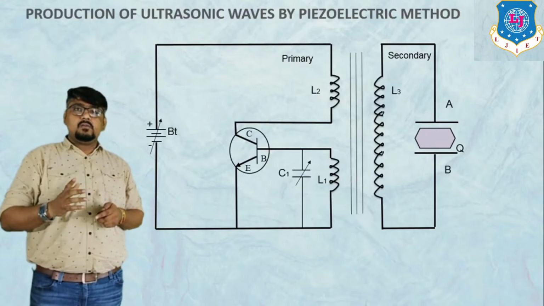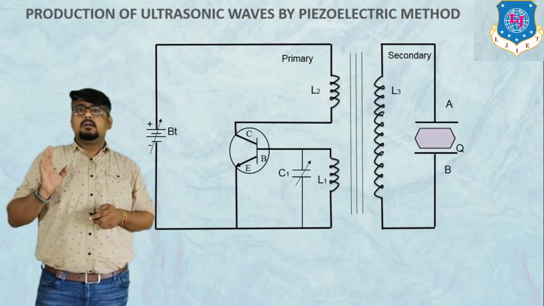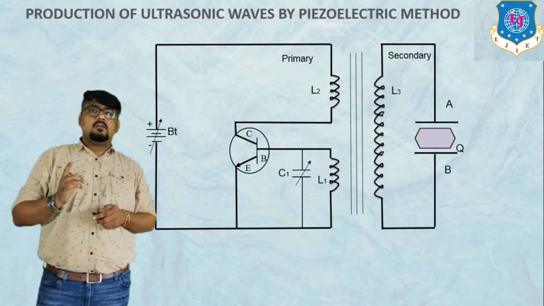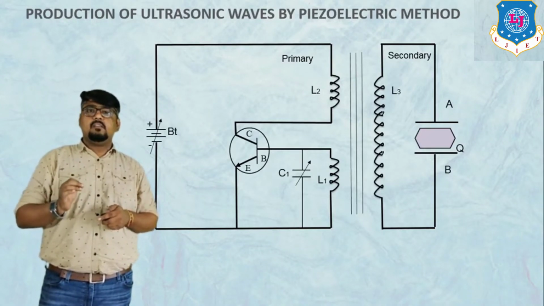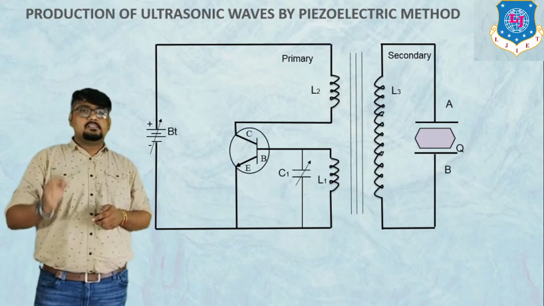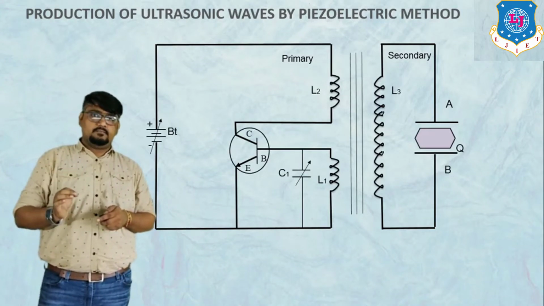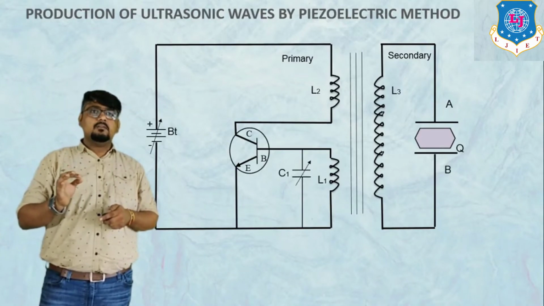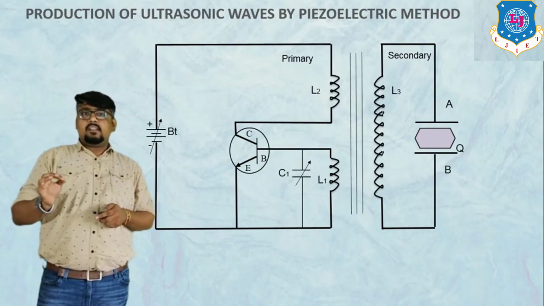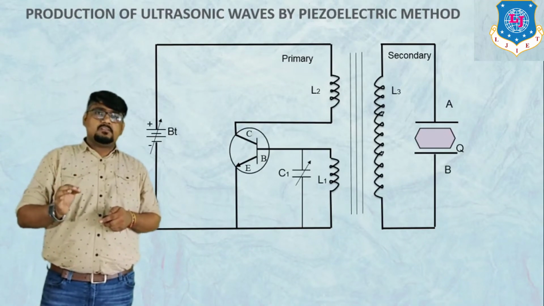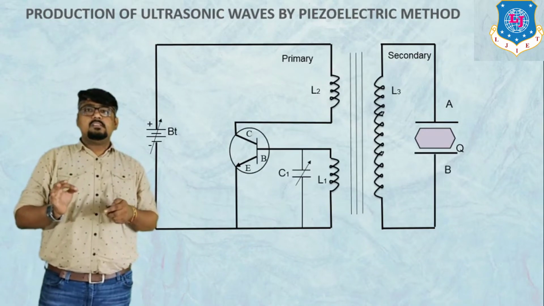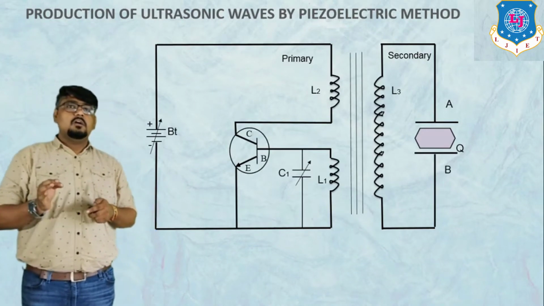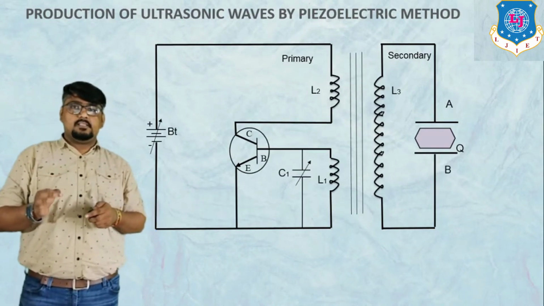The coil L2 is connected to the collector of the transistor, and coil L1 is connected to the variable capacitor in parallel, which forms a resonant tank circuit, or a resonant oscillator. Now, a battery is connected between the free ends of the ammeter and the coil. So this is all about the construction of a piezoelectric oscillator.